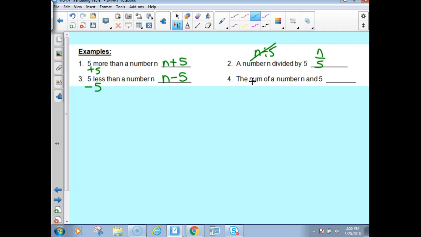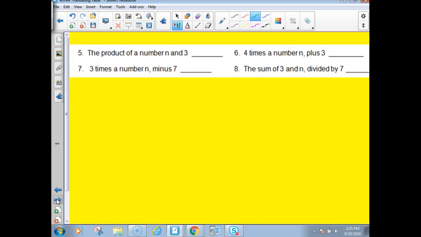The sum means to add. The sum of a number n and 5 would just be n plus 5. Okay, the product. Product means to multiply. A lot of kids don't really remember that. So the product of a number n and 3. Now you can write n times 3, but what do we like to see? Usually in algebra, we don't write it like that. We write 3n.